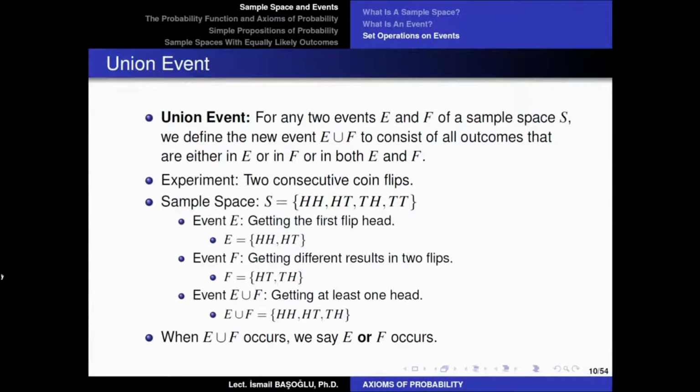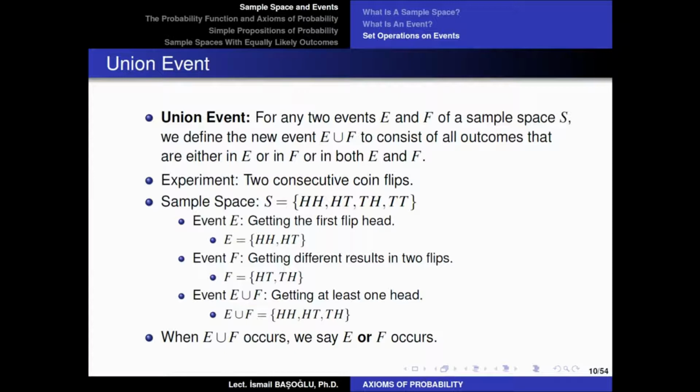Alright, so in the previous video, we have learned that a sample space is a set of possible outcomes of a random experiment, and an event is defined as a subset of the sample space. We say that if any of the outcomes in that event E is observed as the result of the experiment, then we say that event E occurs.